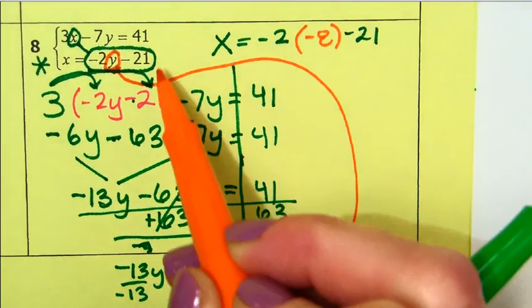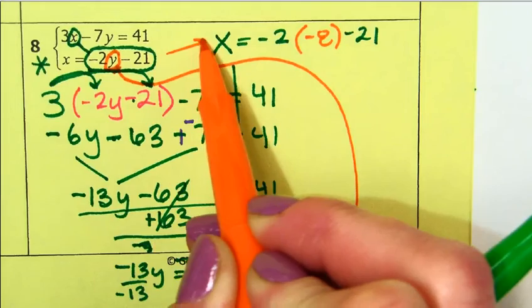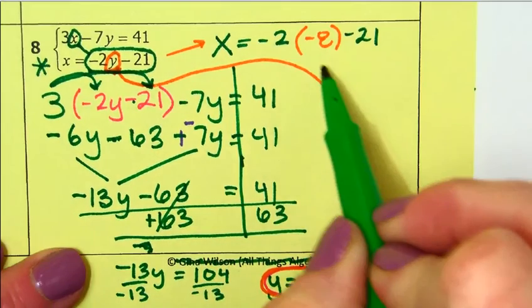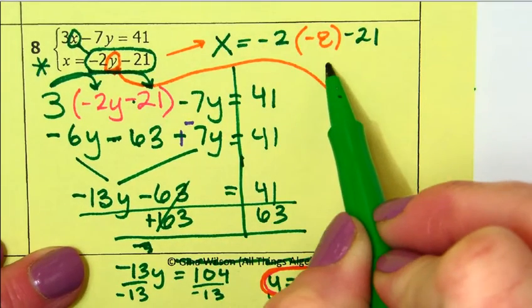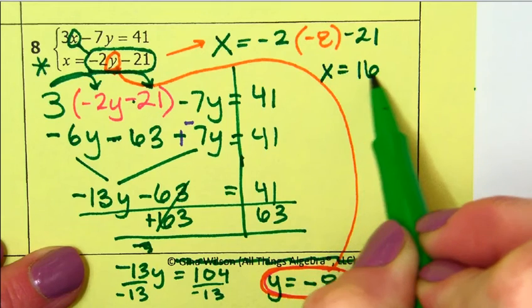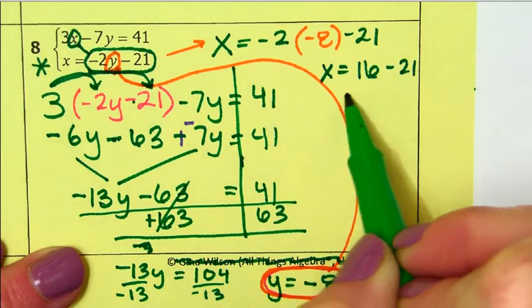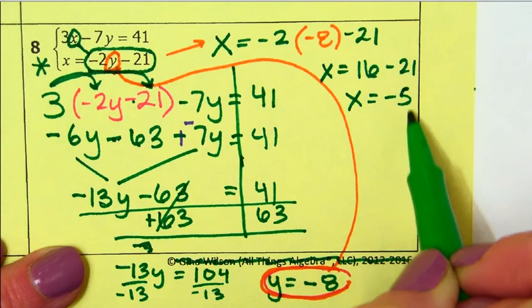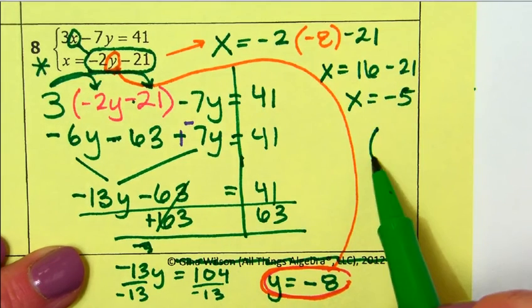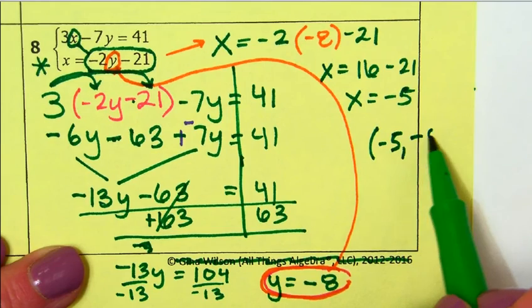Okay, so this equation here is what's happening right there, right? So negative 2 times negative 8 is positive 16. 16 minus 21 is negative 5. So my x is negative 5, my y is negative 8.